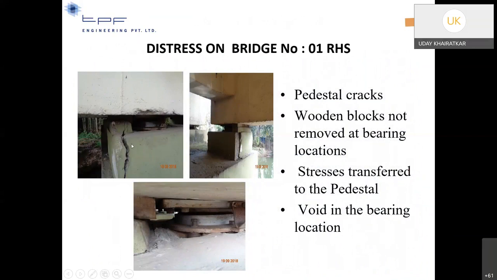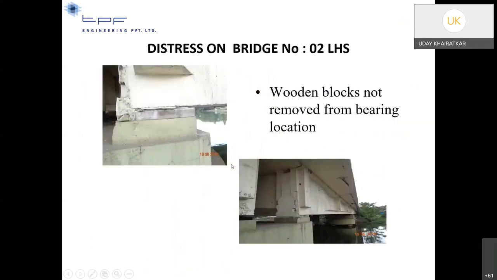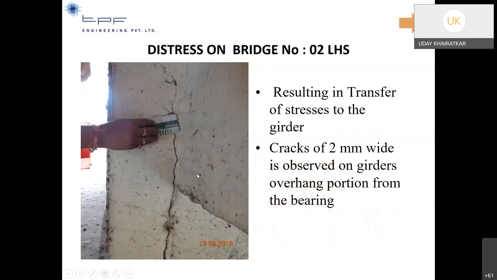You can see the pedestal tracks, wooden blocks were placed, they were not removed. Stress formed. Because the lock plates were not removed, the stress was directly transferred to the pedestal of the bearings, and there were cracks. You can see over here the wooden block also was not removed. Temporary support for erecting those bearings, resulting in transfer of stresses to the girder. Cracks of 2 mm width were observed.